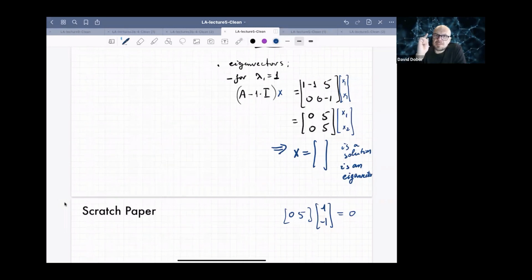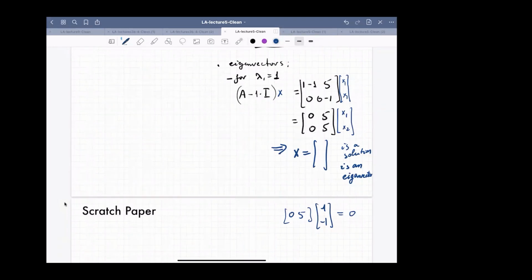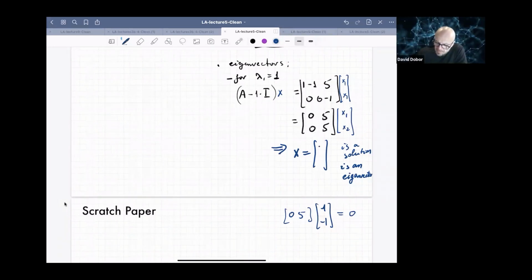Pick a free variable, set it to 1, and determine what the pivot has to be. What's the free variable here? You just told us. The first column is the free. X1 is free. Yeah, the free. So set that to 1, and then determine what the pivot has to be.